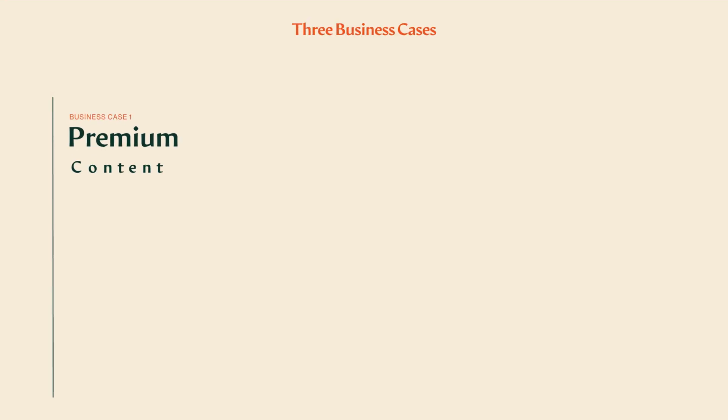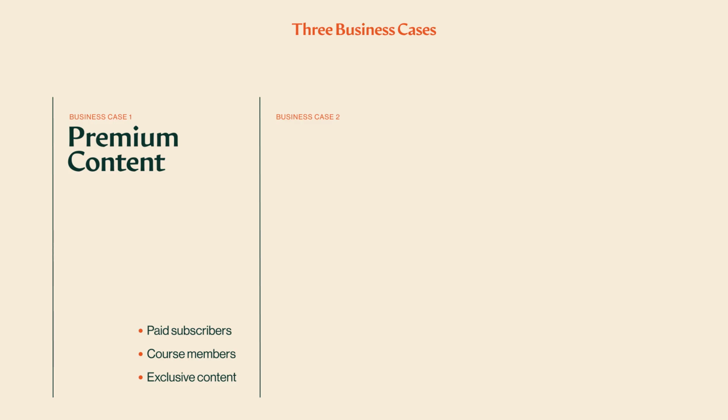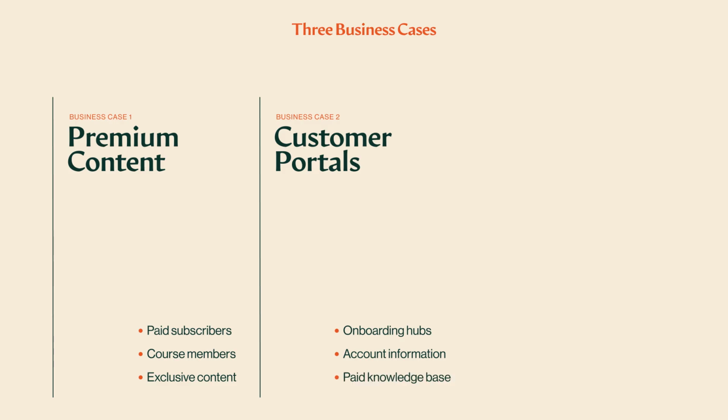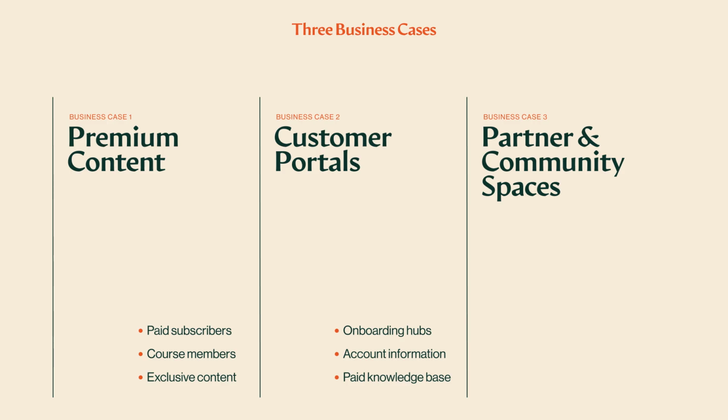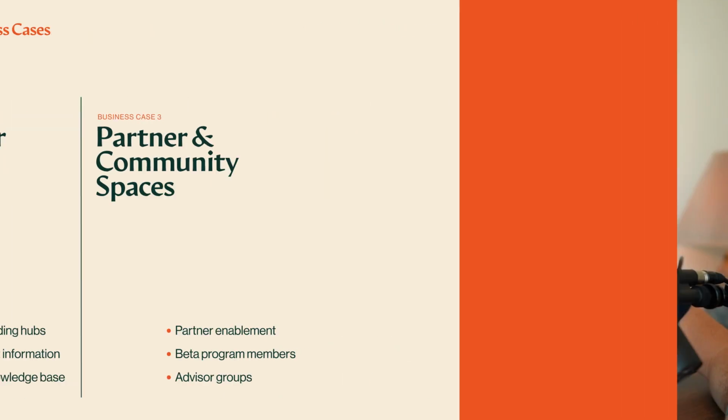First of all, we have the premium or gated content, for example, for paid subscribers, course members, or exclusive content. Then we also have the customer portals, where we can have onboarding hubs, account information, or a knowledge base specifically for paying customers. And then we can also have partner and community spaces for partner enablement, beta program members, or advisor groups.